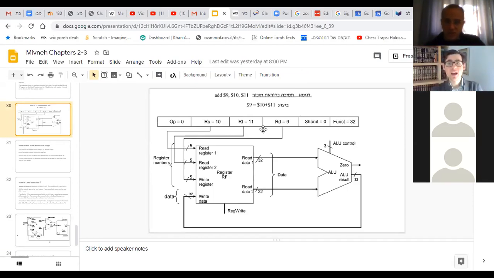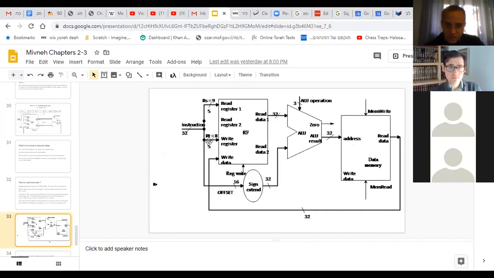So this is the offset. But this RT, according to this diagram, is connected to read register 2. But according to this diagram, the same RT is connected not to read register 2, but to the write register. So which is it? Can't be both. The answer is it is both. It has tracks connecting it to that and to that. And there's some kind of master controller telling it which tracks should be active. And how does it decide? Based on what the opcode is, based on what instruction it is. So this diagram is not showing you all the wires, it's just showing you how the wires are being used.